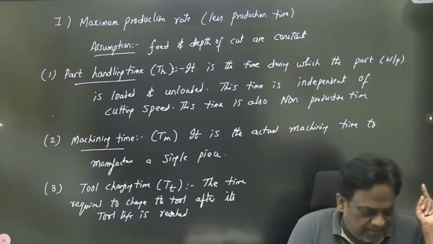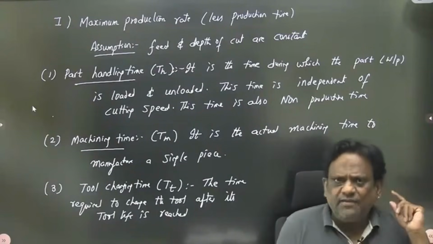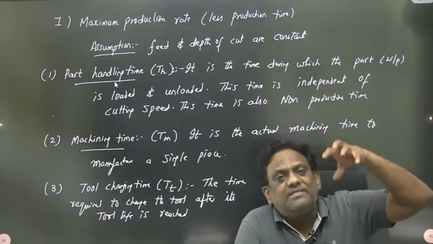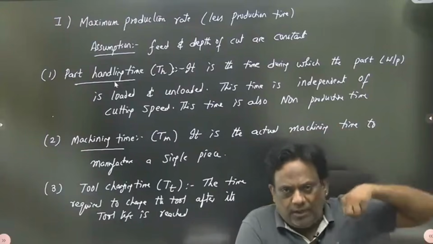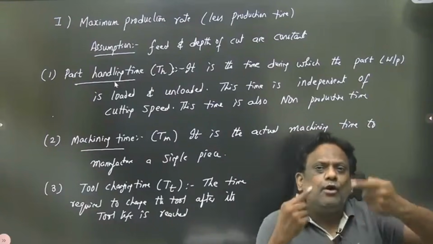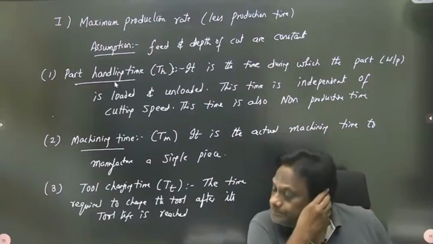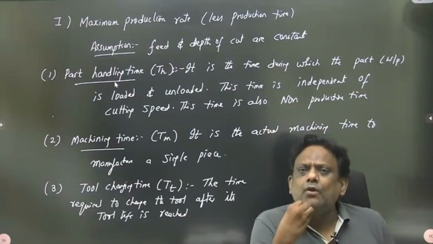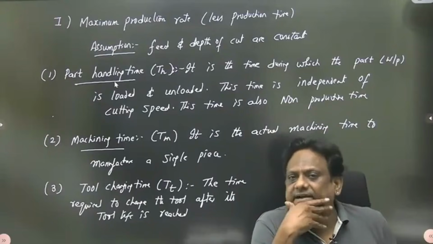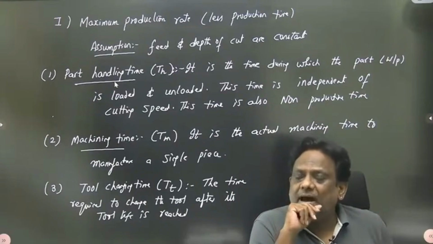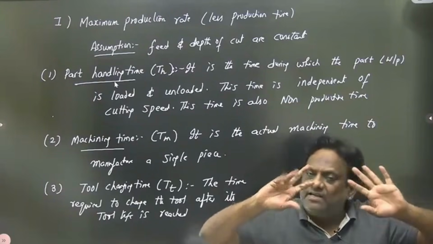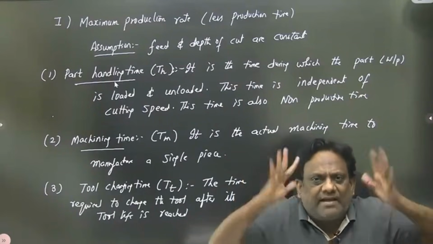There is no problem with the first two times. The first time is part handling. The workpiece I am loading, then unloading. So for example, for loading I am taking, let us say 50 seconds. For unloading I am taking, let us say 20 seconds. So what is the part handling time? 50 seconds plus 20 seconds, 70 seconds. So that is part handling time.